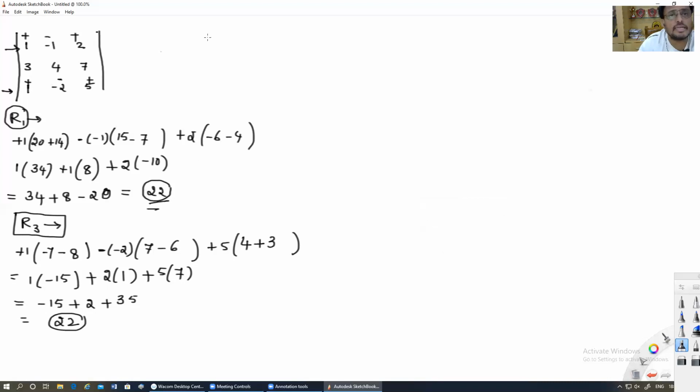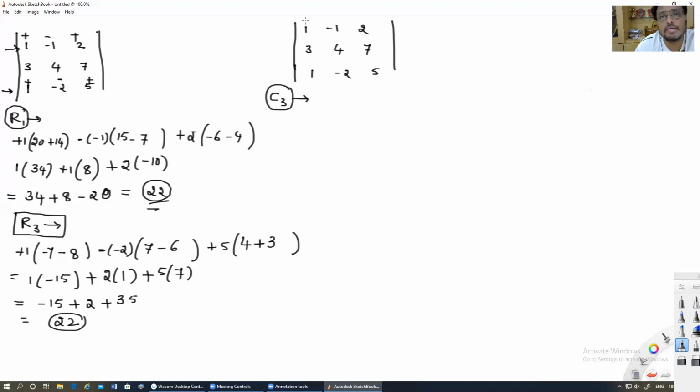R1, R2 is there. Again, I'll write this problem here. Look at another two more. I'll take 1, minus 1, and 2, 3, 4, 7, 3, 4, 7, 1, minus 2, and 5. Now I want to choose a column. I'm going to take column 3. So I want to expand by using column 3.